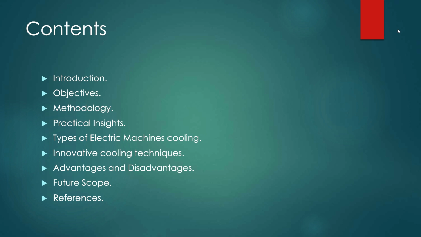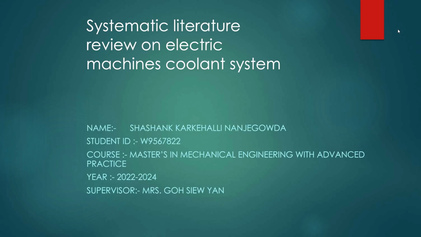Like for me, it was systematic literature review on electric machine coolant system. How did I approach the topic? First, I studied about systematic literature review, and I got to know about it. So a literature review is something where you study all the books, all the presented authors, all the published papers about the topic called electric machine coolant systems, and you draw every conclusion out of it and put it into your paper. So that is a literature review.